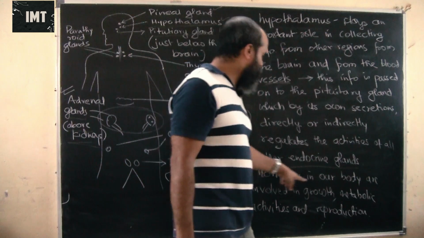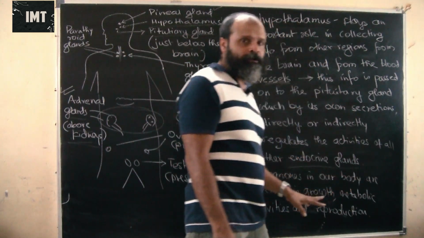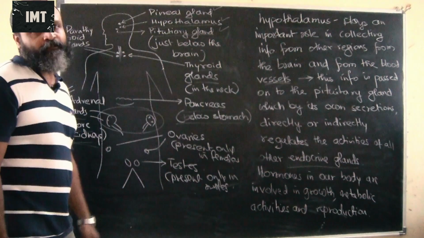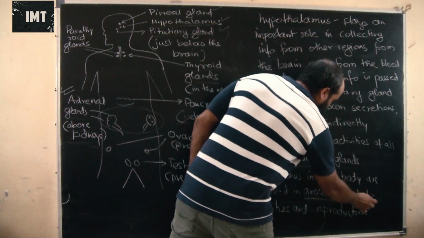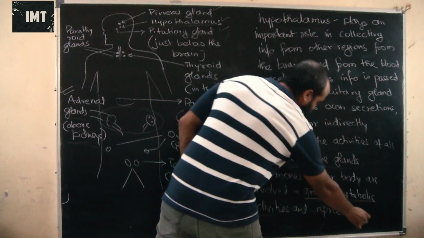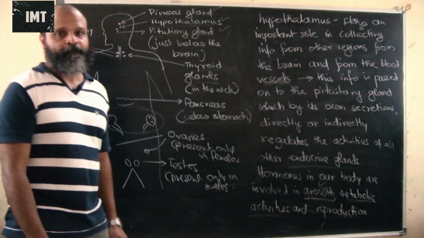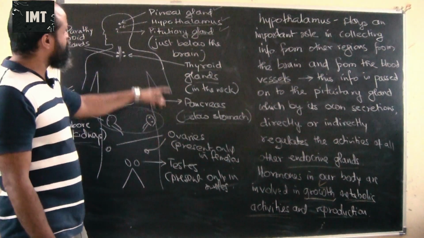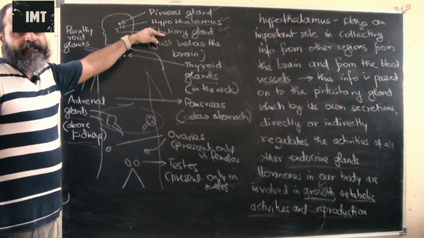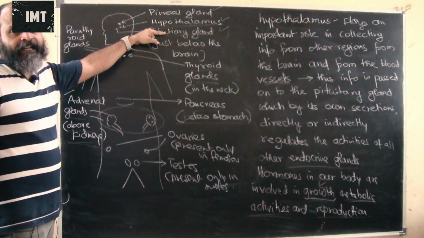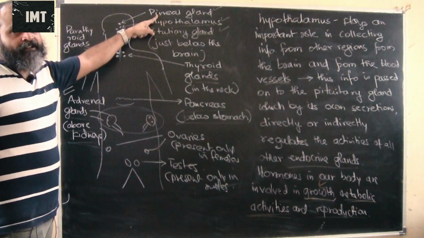Okay, so hormones in our body are involved in growth, metabolic activities and reproduction. The hormones are involved in the growth of the body, in various metabolic activities, and also in reproduction. So the hypothalamus and the pituitary gland gather information and more or less activate the endocrine system. So what does this do?